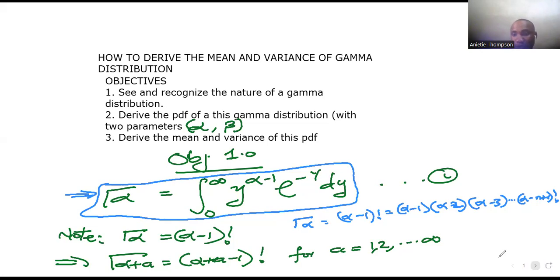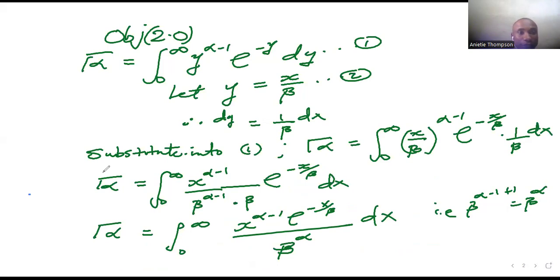Okay, so to proceed with our lesson for today, objective 2 is to find the PDF of this gamma distribution. The gamma function is equal to the integral from 0 to infinity of y raised to the power of alpha minus 1, exponential minus y, dy. I title this equation 1. Let y equal x over beta, I like to use this notation. So I will differentiate this equation 2, and I will have the derivative of y equal to 1 over beta times the derivative of x. If you like, you can call this 2 asterisk.